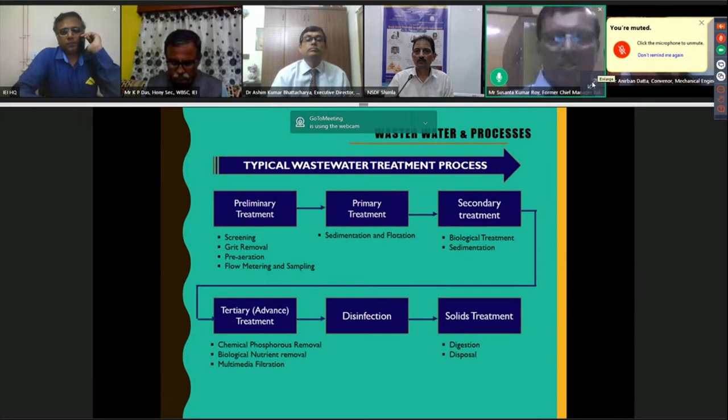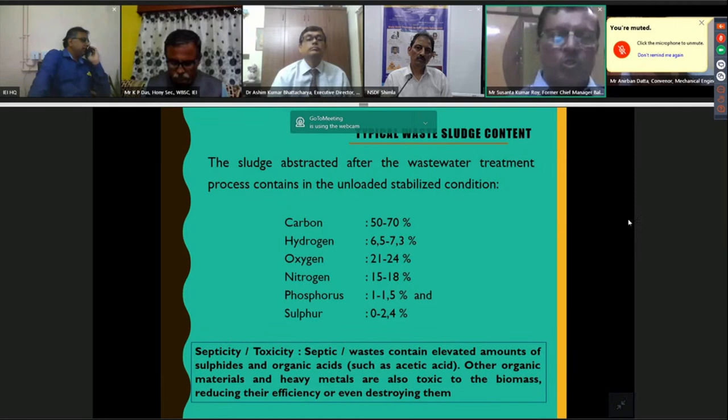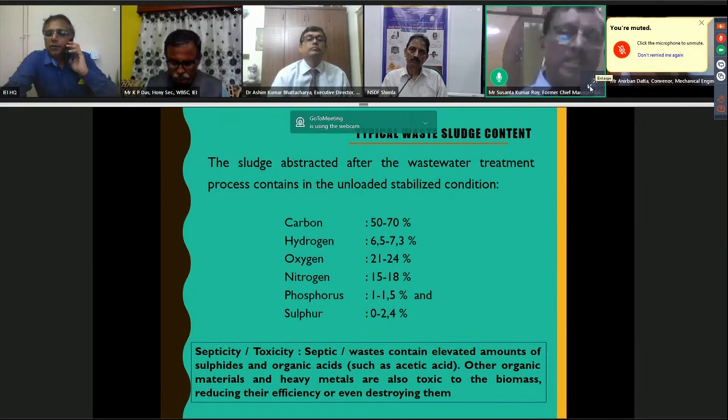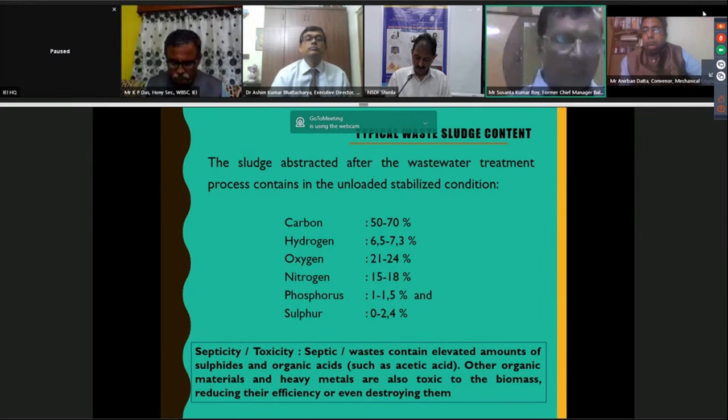Generally, this sludge consists of carbon, hydrogen, nitrogen, phosphorus, and many metals also. Maybe some heavy metals are there, toxicity is there. So unless we neutralize it properly and we are just dumping it or landfilling it, then this is not a good idea of doing sustainability work for water and wastewater. So what is the future?